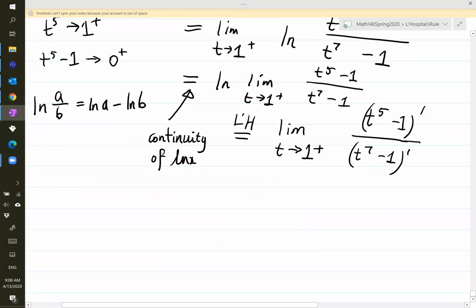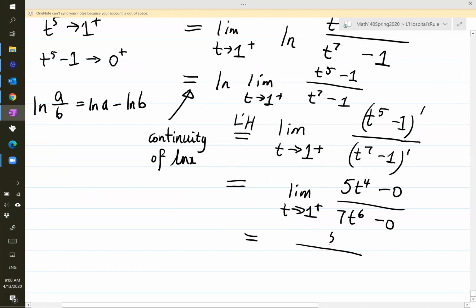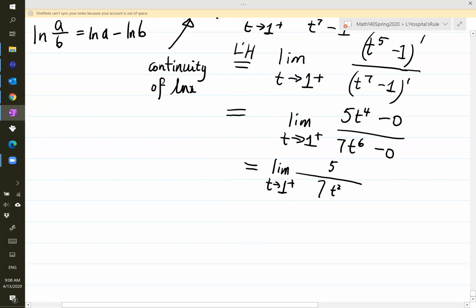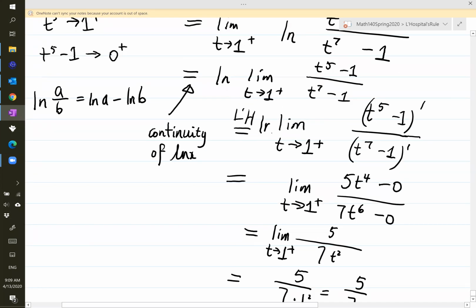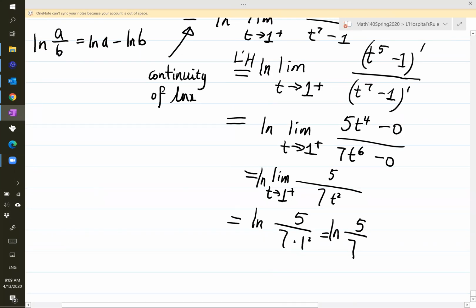Taking the derivative of t to the 5, we get 5t to the power 4 minus 0, and 7t to the power 6 minus 0. So we get 5 over 7t squared, limit as t approaches 1. Then plug in t equals 1, so this is 5 over 7 times 1 squared, which gives 5 over 7. Oh, what is wrong here? I forgot the ln. So we should get ln 5 over 7.